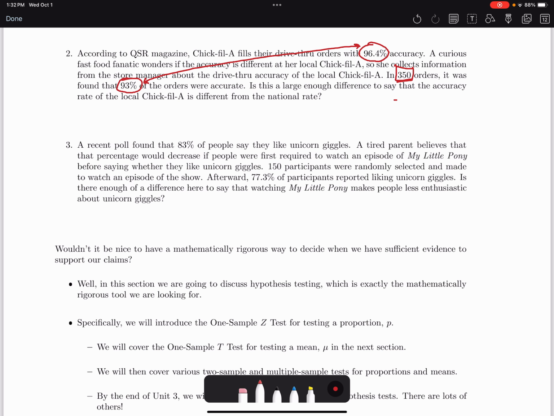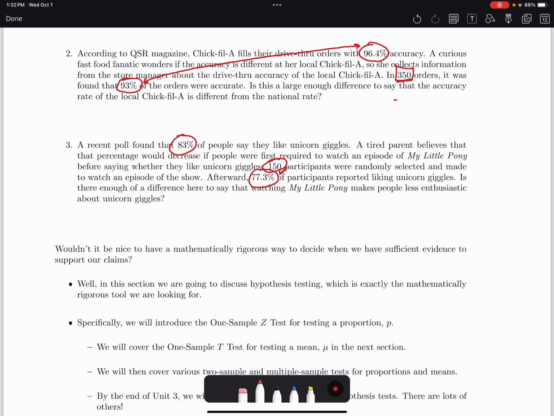Well, this is the biggest difference of all the ones that we've considered so far, right? 83% versus 77.3%. That's almost a 6% difference. But again, it could be that this decrease was just due to random chance. Maybe we just so happened to get 150 people who were naturally less enthusiastic about unicorn giggles, and it had nothing to do with having watched the show first.